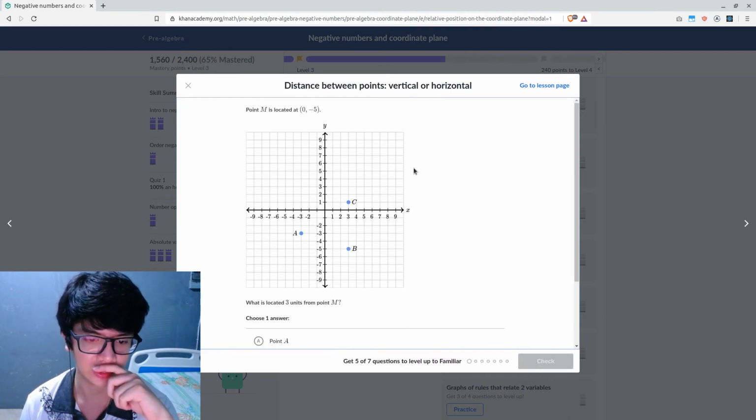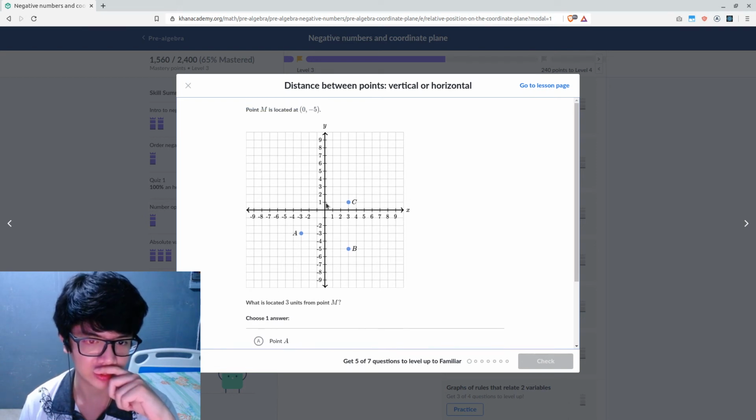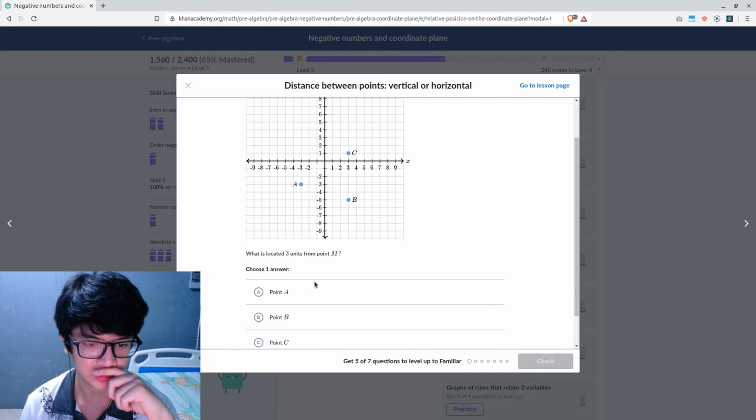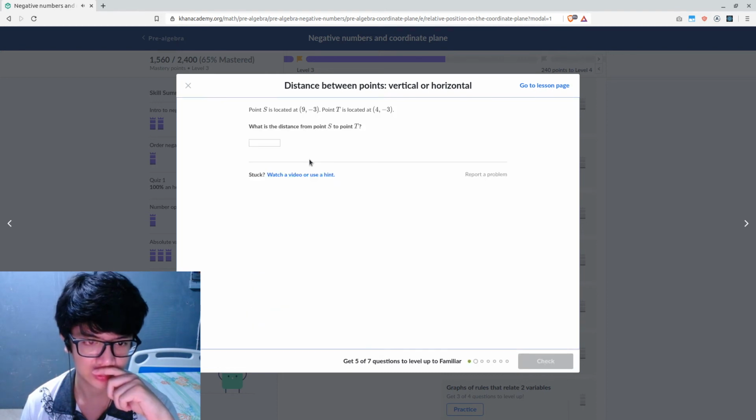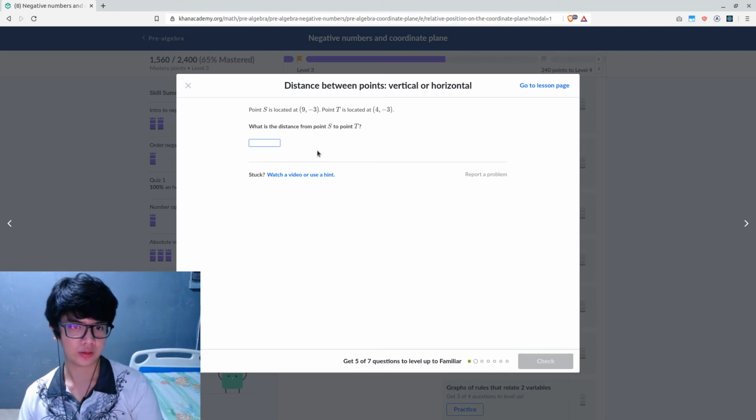What is located 3 units from point M? Okay, point M is located at 0, -5, B. Point S is located at 9, -3. Point S to point T. It's 13.